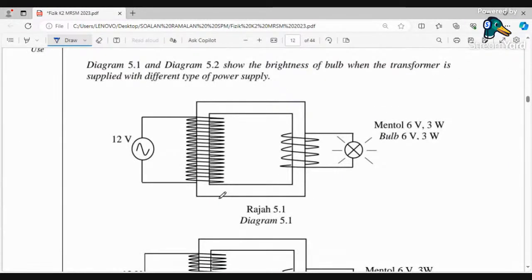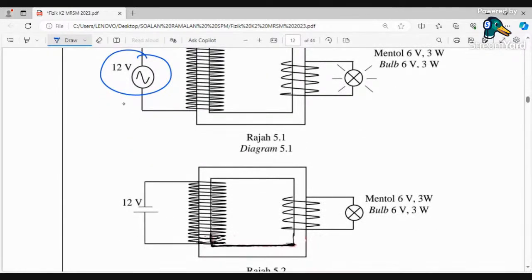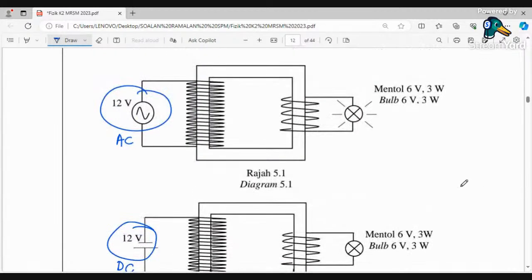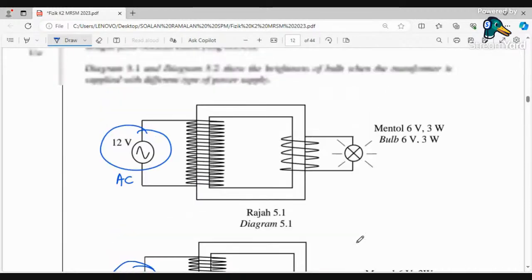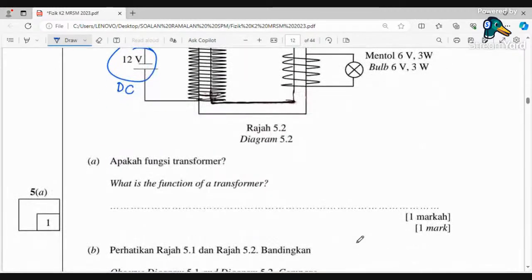Okay, number 5, diagram 5.1, 5.2 show brightness of bulb when transformer supplied with different type of power supply. Okay, so we have AC and here is DC. Okay, identical bulbs. So you can see here, lights out, does not lights out. Okay, what is a function of transformer? To increase or decrease AC voltage.